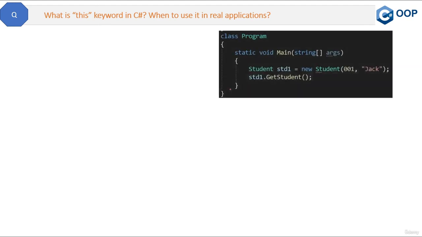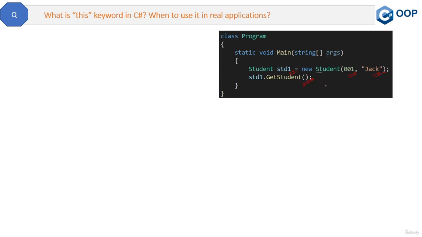What is this keyword in C#? When to use this keyword in real applications? Let's see the code first. Suppose you have a main method, and inside this you are creating the object of the Student class. Then via this parameterized constructor, you are passing the student ID and name, and then calling its method getStudent.